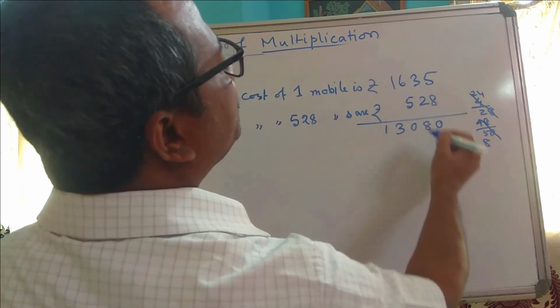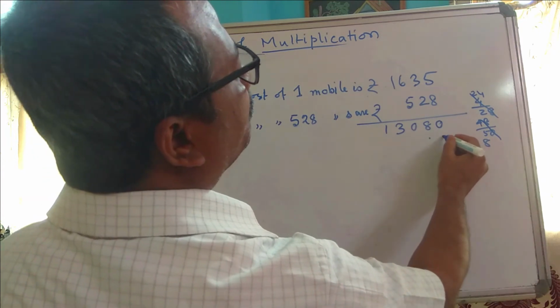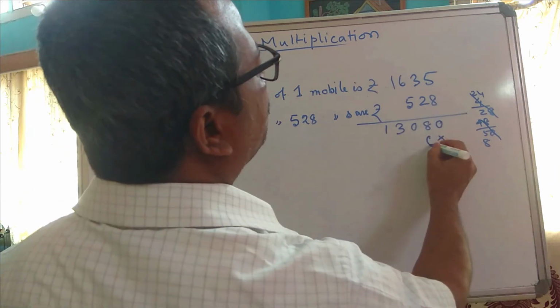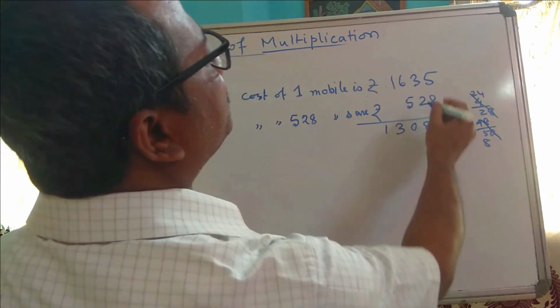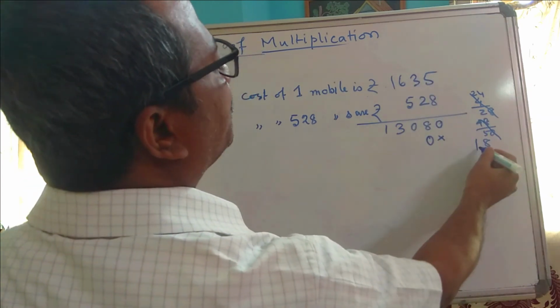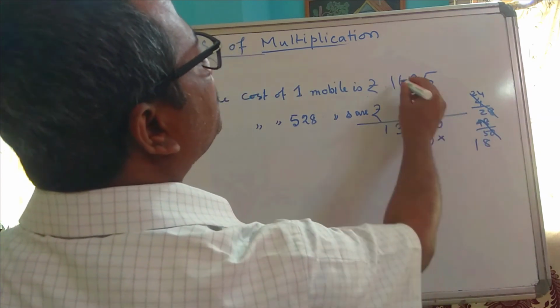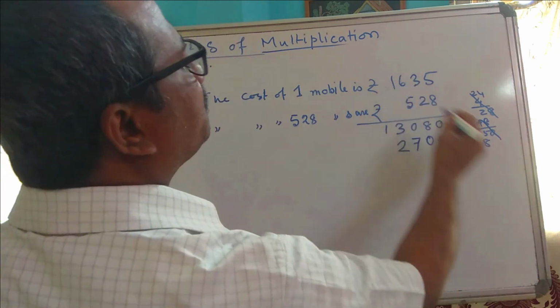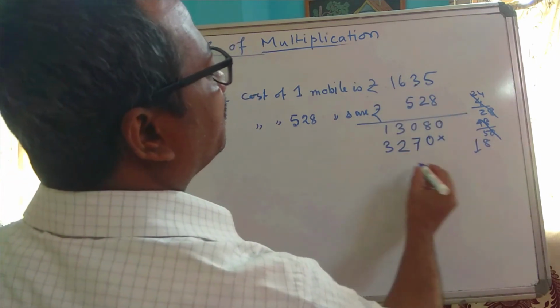Now 2 is in the 10 place, so the 1 place will be left blank. So 2 times 5 is 10, 0 will be put in the 10 place. 2 times 5 is 10, 1 left. Then 2 times 3 is 6 and a 1, 7. 2 times 6 is 12, 2 and 1 left. Then 2 times 1 is 2 and 3.